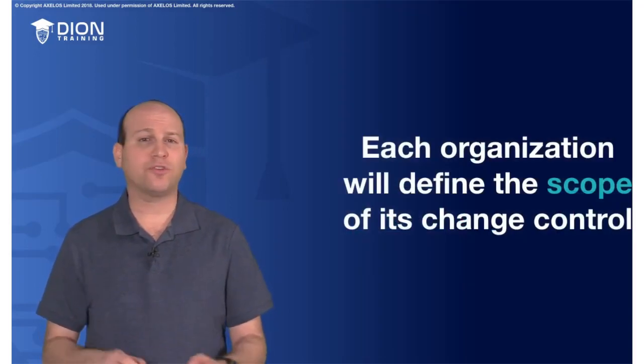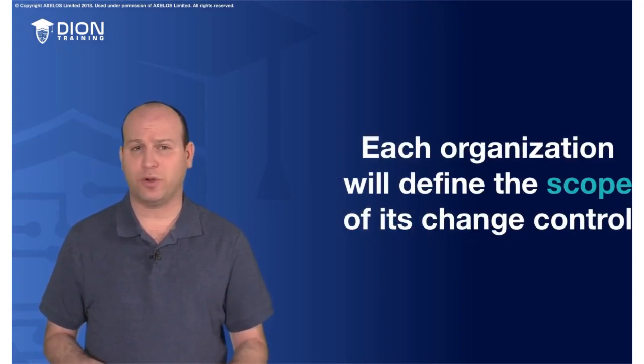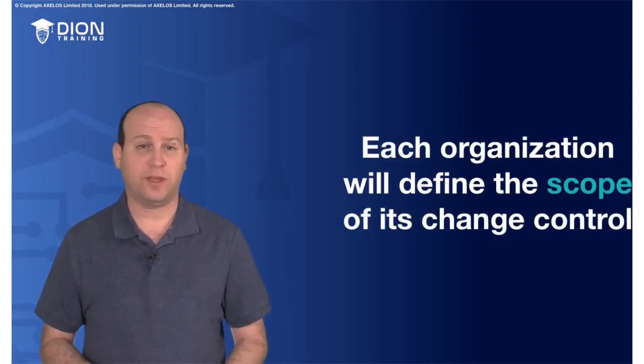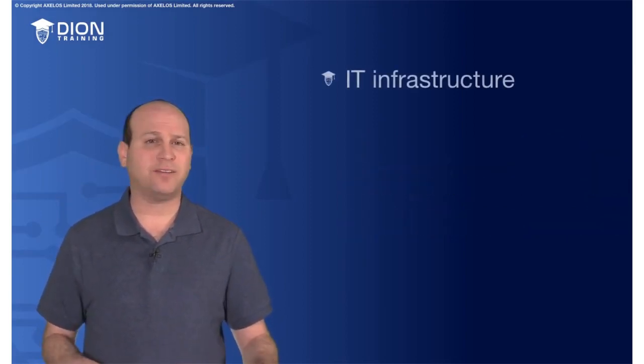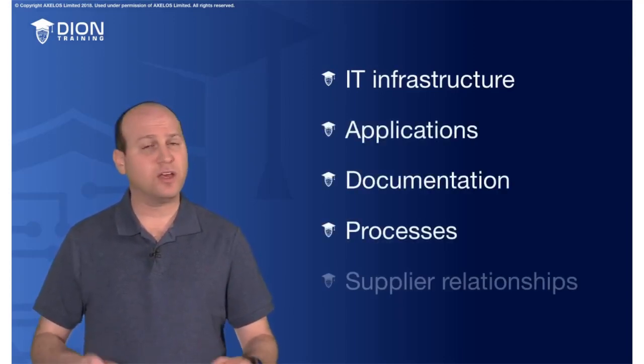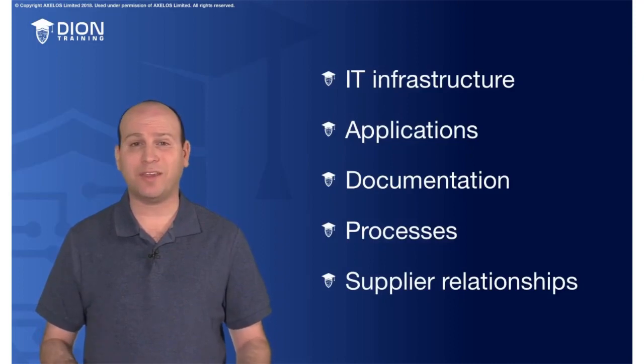And so we want to be able to manage that risk using risk management as well as this change control. Now, the scope of change control is defined by each organization. This is something that's going to be decided by your governance, your policies, and your procedures within your particular company. It's going to include all of the IT infrastructure, the applications, the documentation, the processes, the supplier relationships, and anything else that might directly or indirectly impact a product or service that we're going to change.